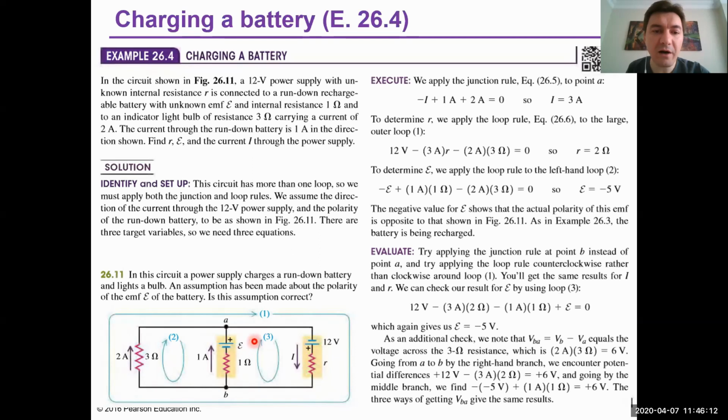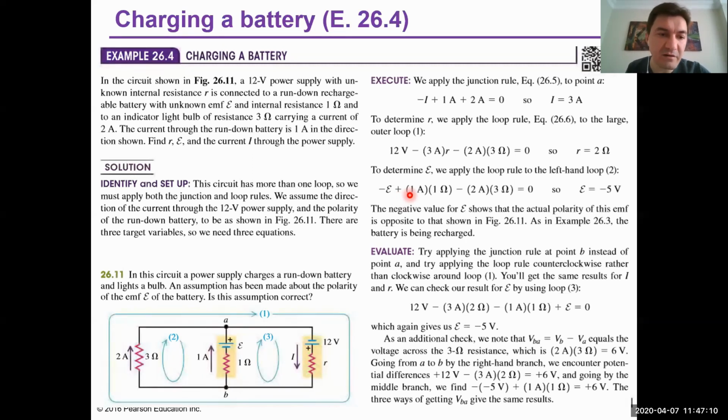So now, how to calculate this one? In order to calculate this one, you can use that loop or you can use that loop. Okay, it depends on you. So let's use that loop. So this is the travel direction. Here, travel from positive to negative, then negative contribution from that EMF. And here, this is the direction of the current. Travel here is opposite to the current. Then positive contribution from this one, 1 amp times 1 ohm.